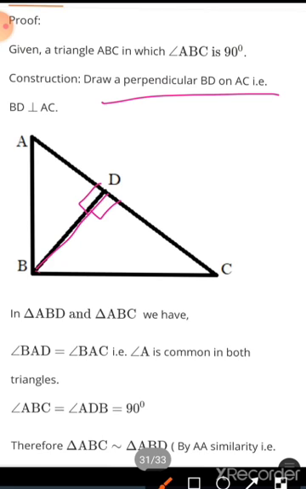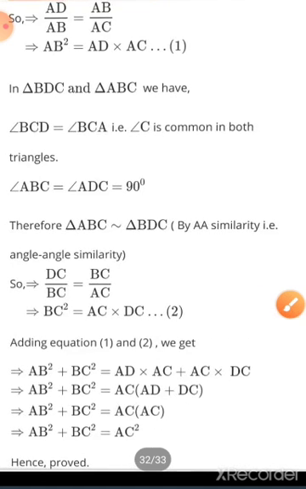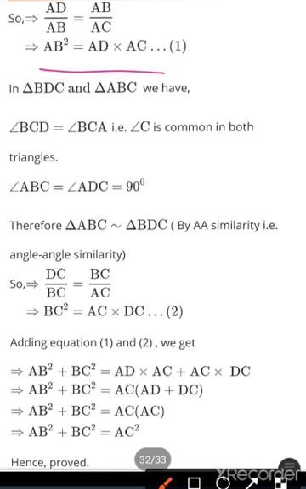Now, observe triangles ABD and ABC. Here, angle BAD is equal to angle BAC. It is the common angle for both the triangles. And angle ABC is 90 degrees. Angle ADB is also 90 degrees. So, by angle similarity, we can say that triangle ABC is similar to triangle ABD. Now, if two triangles are similar, their corresponding sides are in equal ratios. So, AD by AB is equal to AB by AC. Now, by cross multiplying, we get AB square is equal to AD into AC.